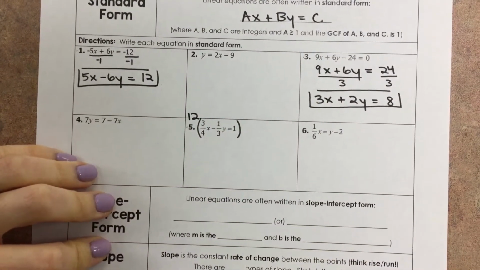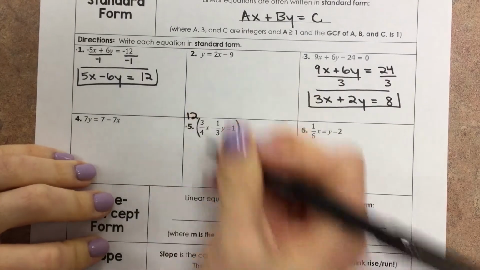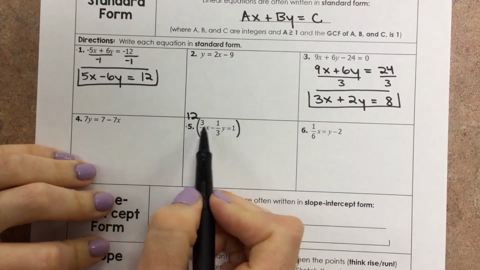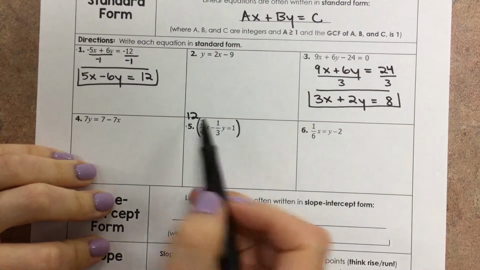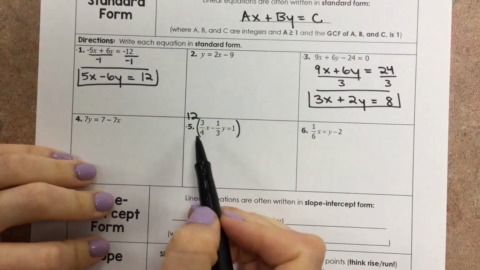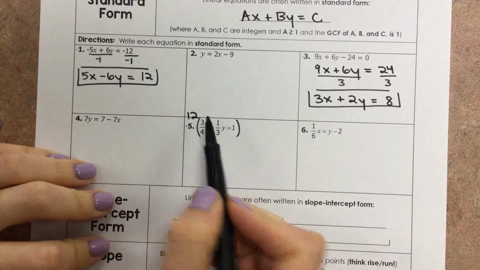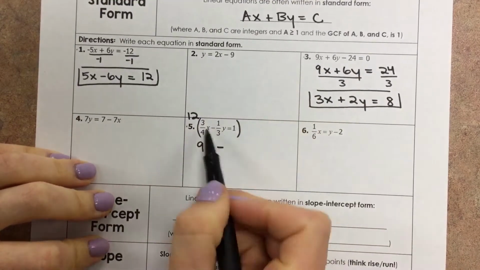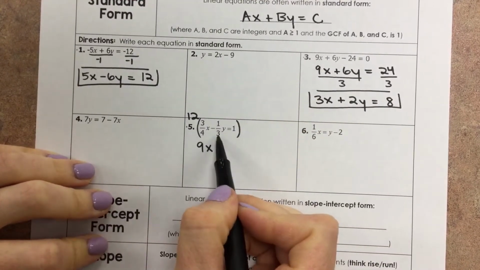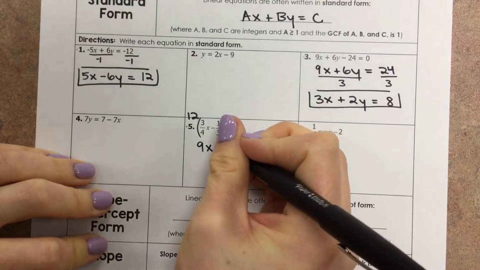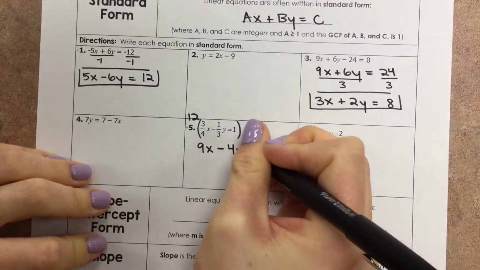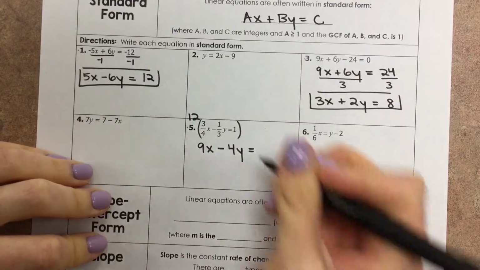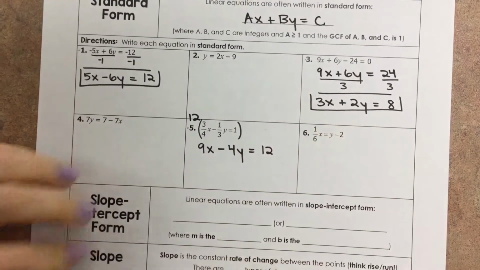everything by a 12. Okay, so when we multiply this first term by a 12, 12 times 3/4, we do 12 divided by 4, it's a little trick. 12 divided by 4 is 3, times 3 would be 9 times x, minus, do the same thing here. 12 divided by 3 is 4, times 1 is still 4, times y, equals, and then you have to multiply 12 by that 1 as well, then we get 12.